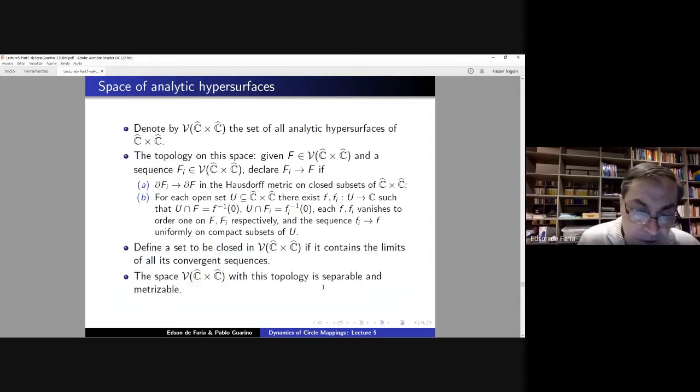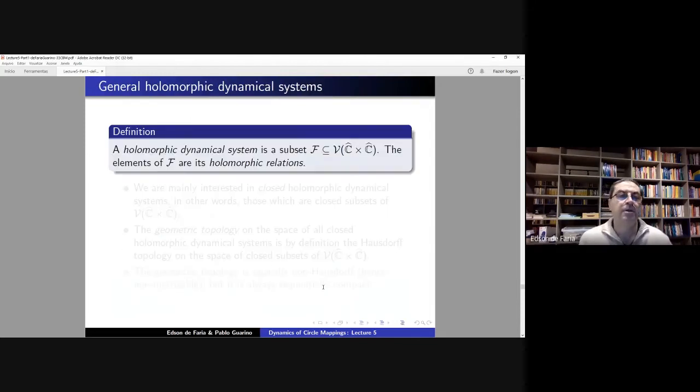So you can actually show this is something that McMullen does in his work. He shows that with this topology, the space of hypersurfaces is actually separable and metrizable. Okay. Anyway, so what is a holomorphic dynamical system? For McMullen, a holomorphic dynamical system is simply a collection of hypersurfaces in C hat cross C hat, and what does that mean?